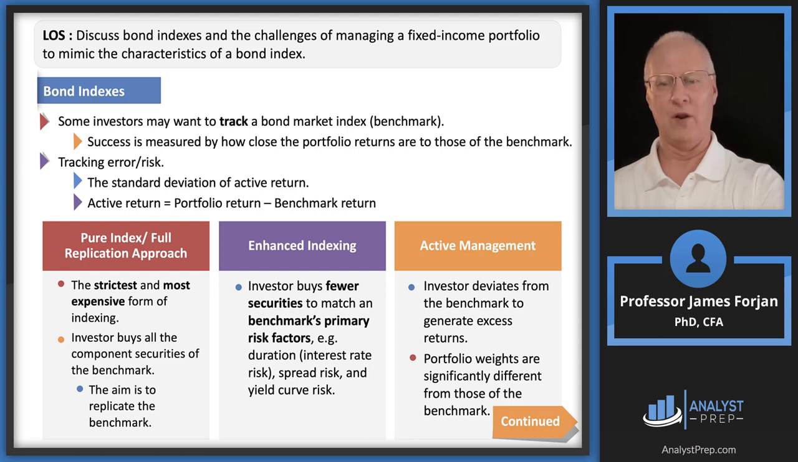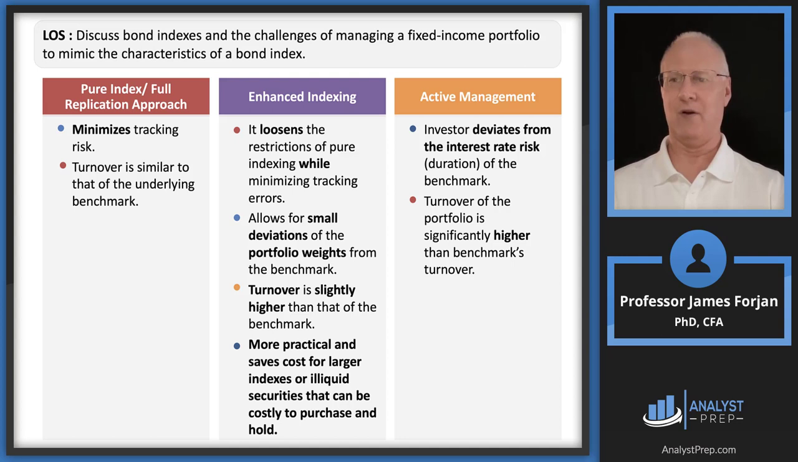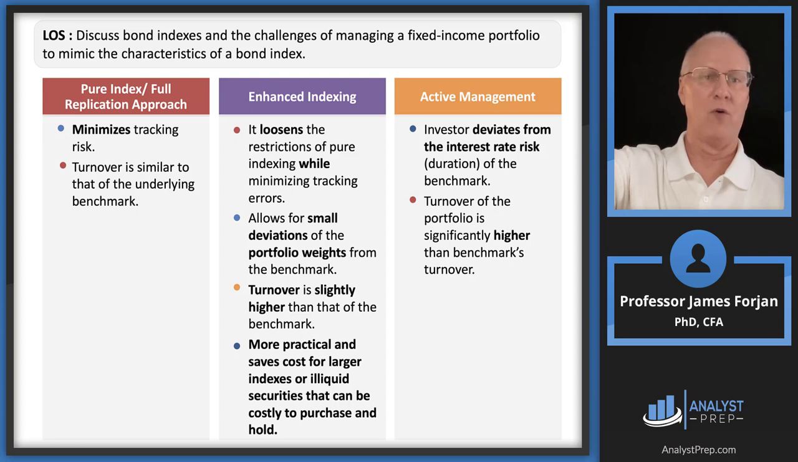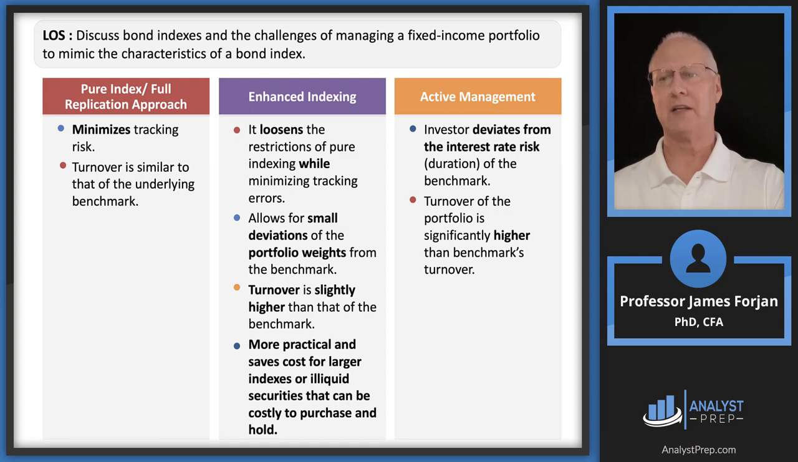What does that say there? Portfolio weights are significantly different from those of the benchmark. So they deviate from the interest rate risk. So this is what's happening here. If we think that interest rates are going to fall, we want to overweight in those bonds that have lots and lots of duration and lots of convexity. So when the yields fall, then that overweighting results in lots and lots of capital gain. But of course, with active management, we have to worry about portfolio turnover, and we need to worry about tracking error.